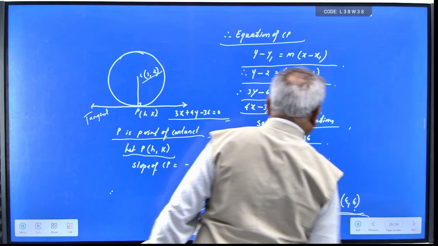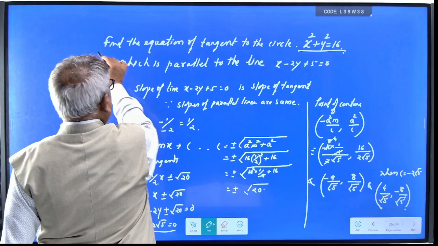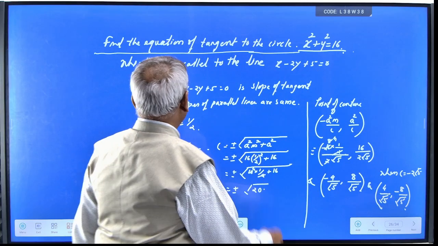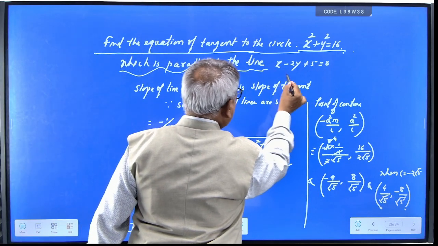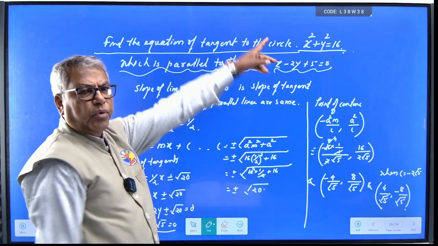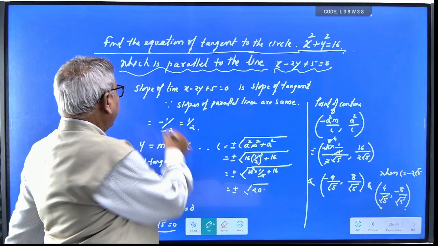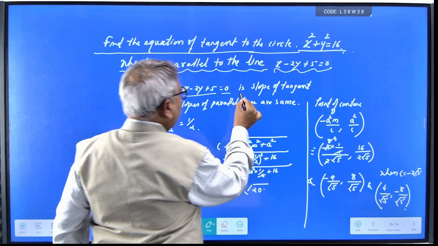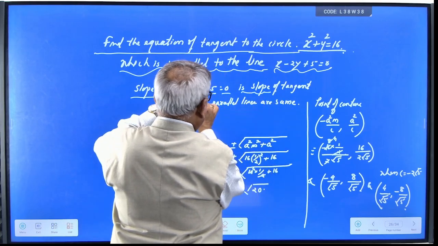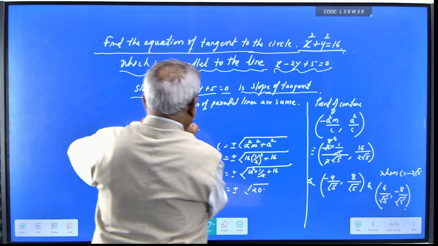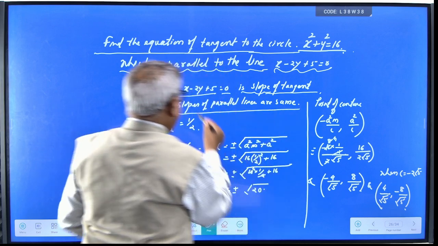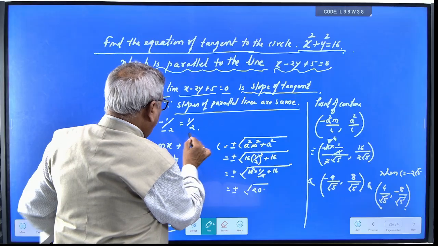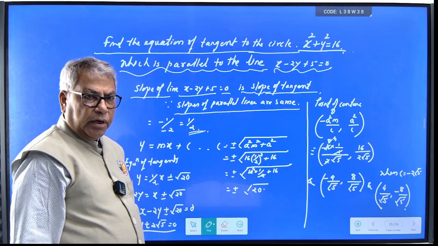Correct? So this is a point of contact. Now find the equation of tangent to the circle x square plus y square equals 16, which is parallel to the line x minus 2y plus 5 equals 0. Which type of circle is that? Standard circle. The slope of the line is equal to the slope of the tangent, because slopes of parallel lines are the same. What is the slope? Minus 1 upon minus 2, which is 1 by 2. So m is known.